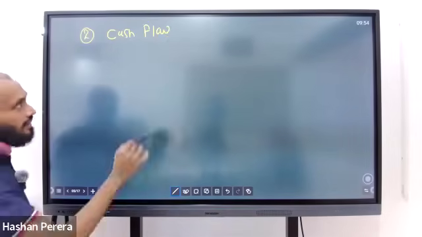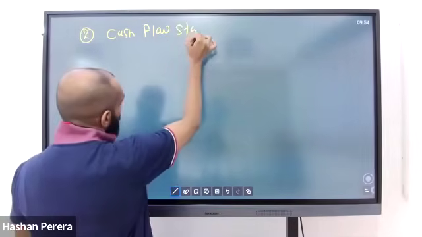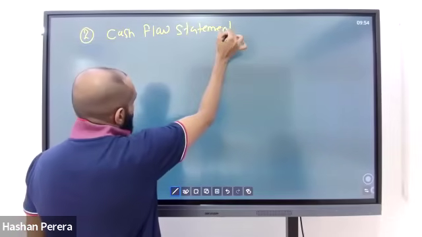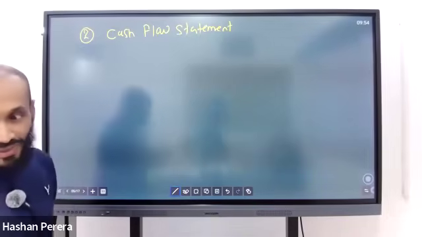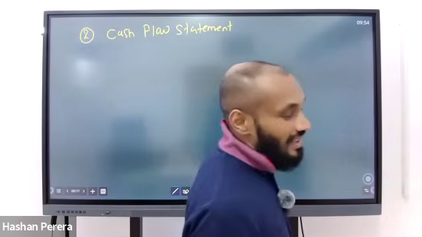Cash flow, or we can say cash flow statement. This cash flow statement you have perfectly learned in your accounting.